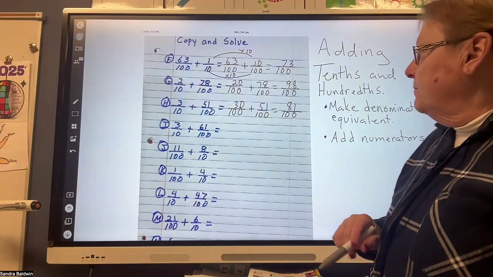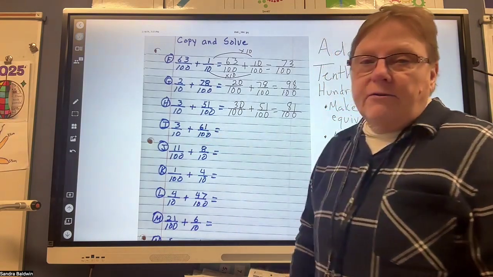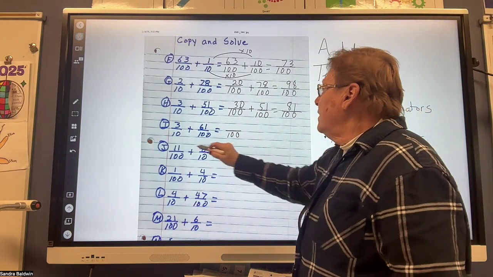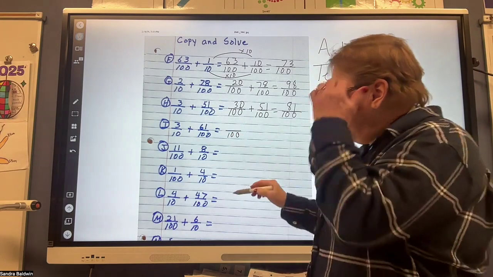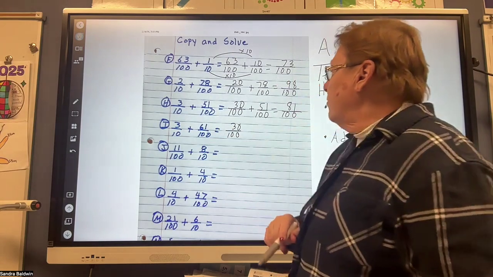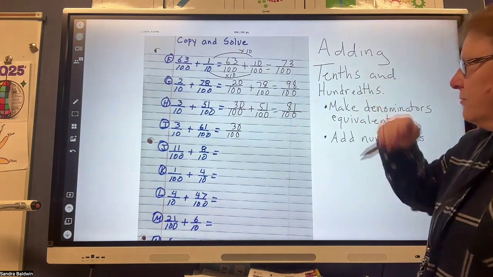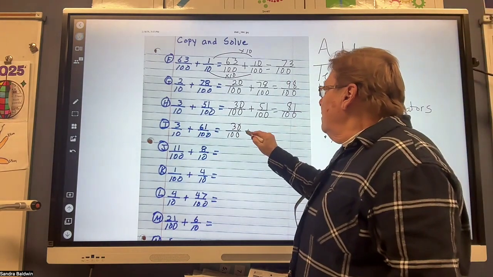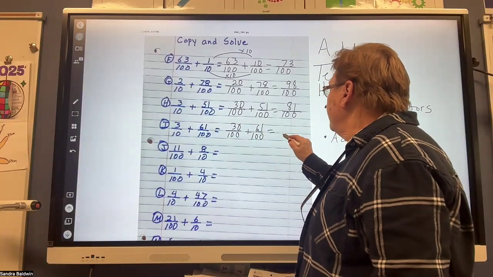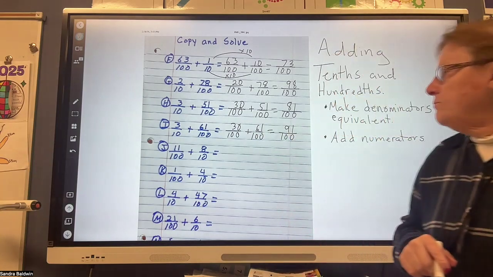Okay, for I, same thing. I need to make my denominators equal. I need to make them both 100. 10 times 10 equals 100. So therefore, 3 times 10 is 30. So 30 hundredths is the same as 3/10. It's the same amount of space. So 30 hundredths plus 61 hundredths is going to equal 91 hundredths.